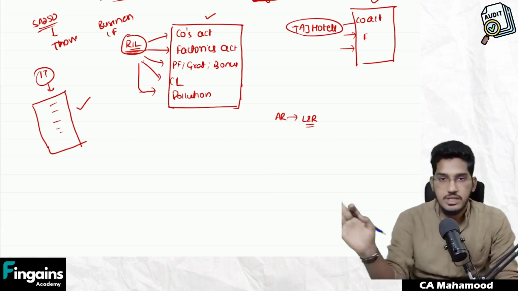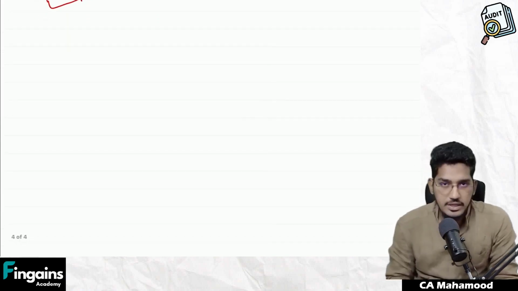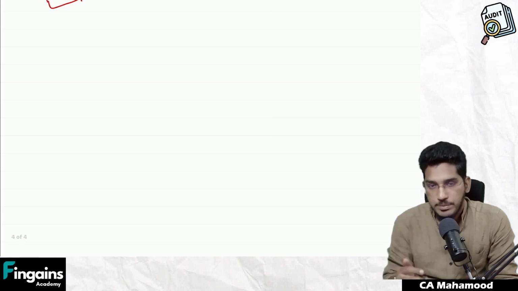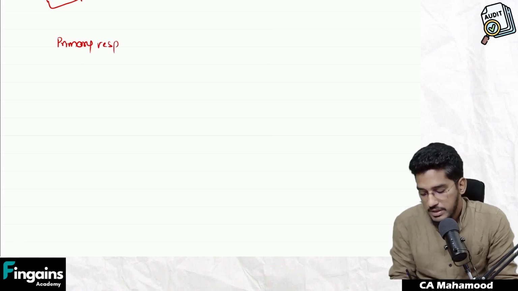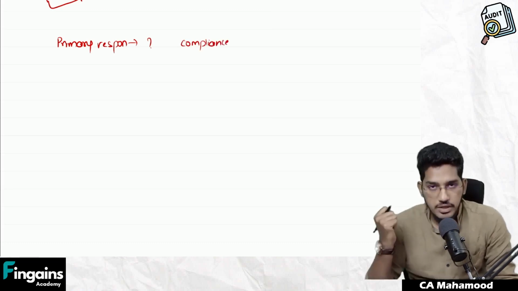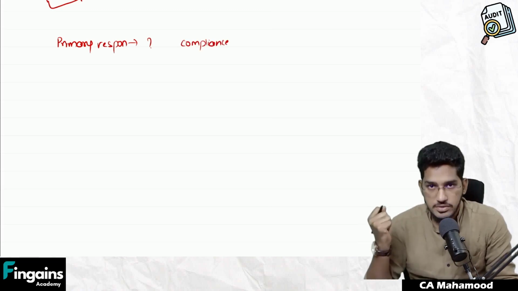Okay, so we have set the objective of the standard. So what is the purpose of the standard? We got to know about it. Now let us go into the technicalities of the standard. I will ask you one primary question. Whose primary responsibility is it to ensure compliance with the laws and regulations? Or if I put it the other way around, whose primary responsibility is it to prevent non-compliances?